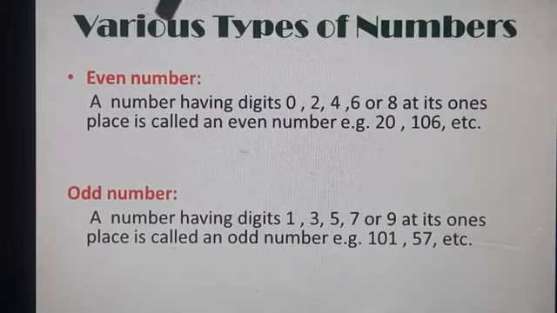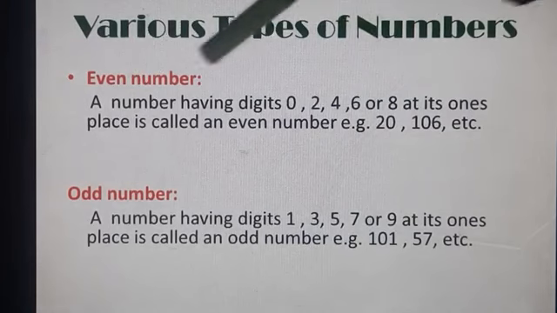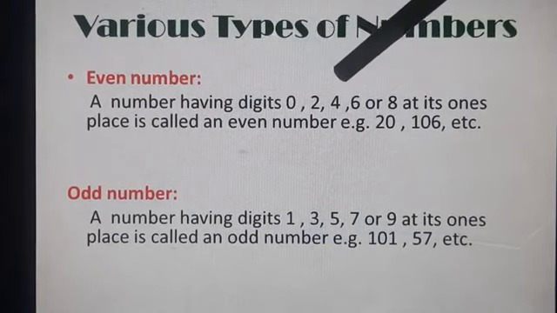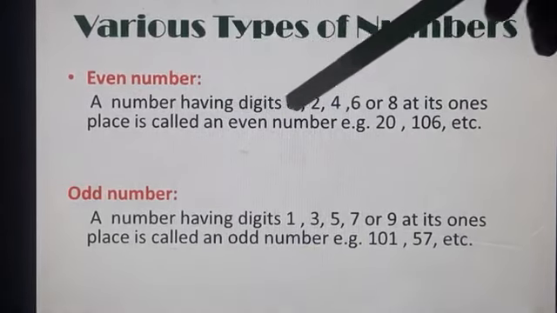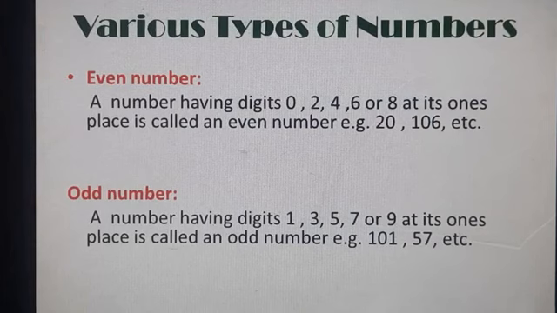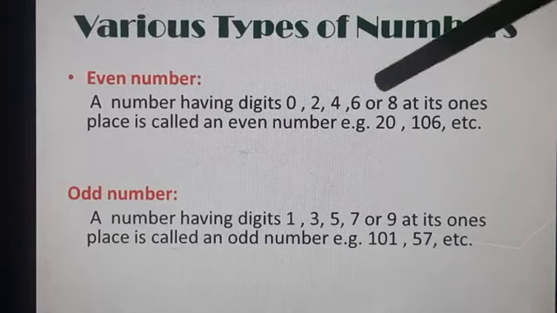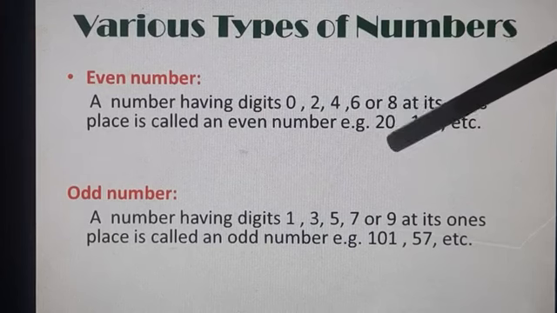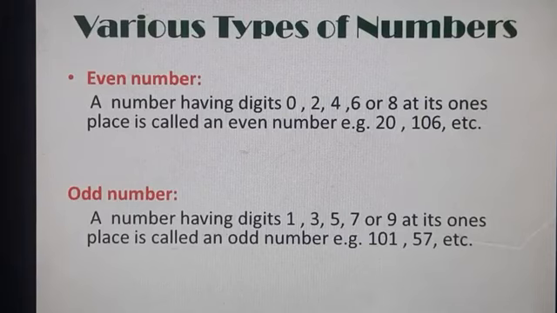Now we will study about various types of numbers. First is even number. A number having digits 0, 2, 4, 6 or 8 at its ones place is called an even number. If we want to tell whether a number is even or not, we have to check its ones place. If the ones place contains 0, 2, 4, 6 or 8, then it is an even number. For example, 20, ones place contains 0. 106, ones place contains 6. So these are examples of even numbers.